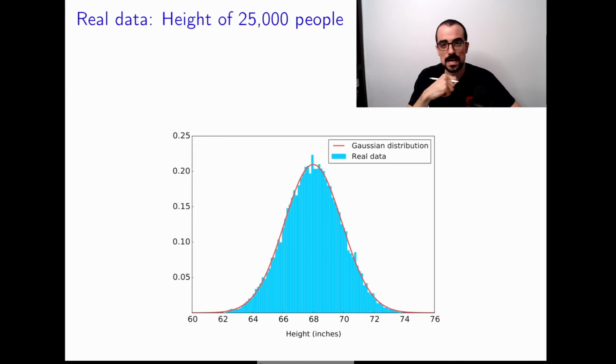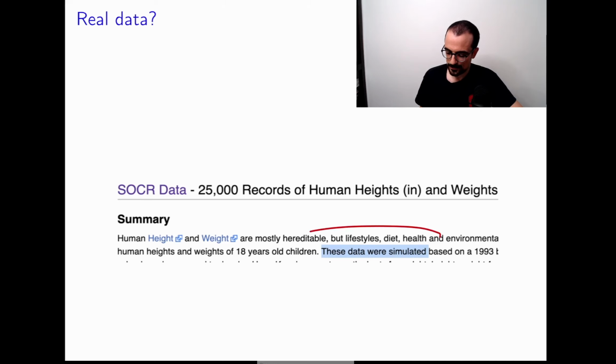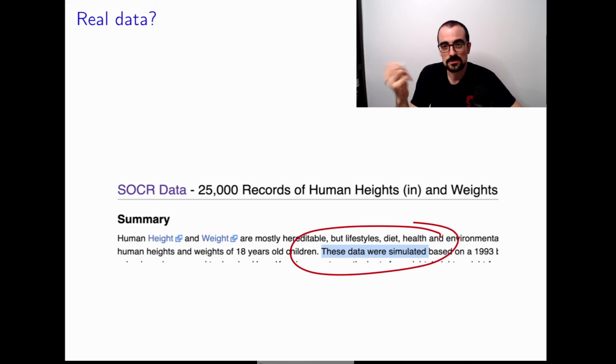And this year, I went back to the datasets because I was redoing the Python notebooks to put them online and so on. And what I realized is that the data were simulated using a Gaussian distribution. So, be careful when you take a look at data out there, because you might be fooled into thinking that parametric distributions are better than they actually are.